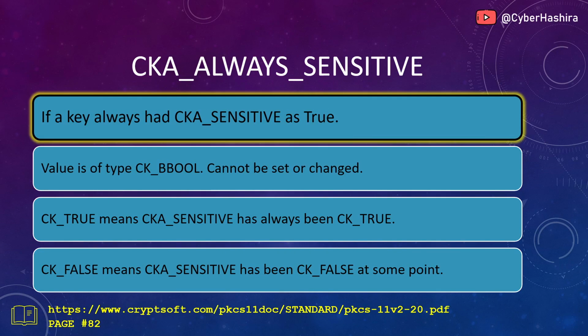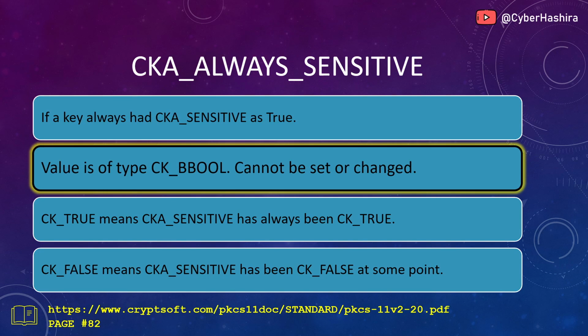Another informational attribute is CKA_ALWAYS_SENSITIVE. This attribute tells us if a key always had CKA_SENSITIVE as true or not. This attribute proves that a sensitive information about a key was never read and cannot be read. Information about this attribute is on page 82. CKA_ALWAYS_SENSITIVE uses a Boolean value.